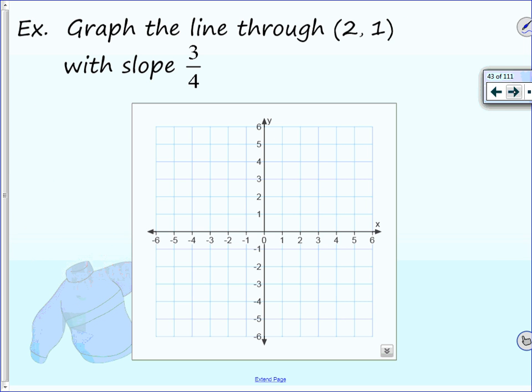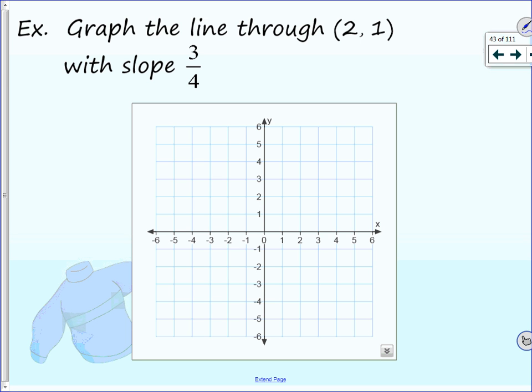Now, let's talk about using slope to graph a line. Graph the line through the point 2, 1 with that slope. So this is not finding the slope, but now using the slope. So would you plot 2, 1 and then you just do rise over run? Yes, you rise up and then run over, and then you have your second point.